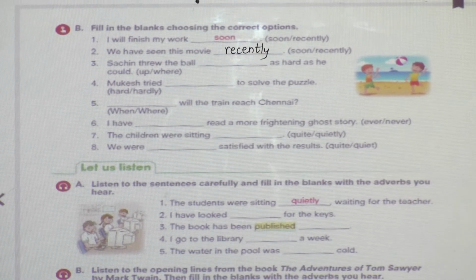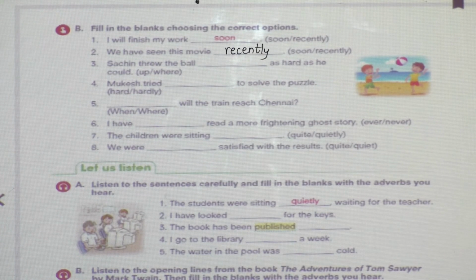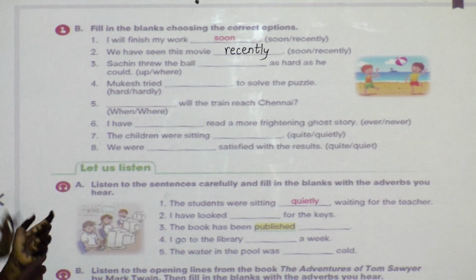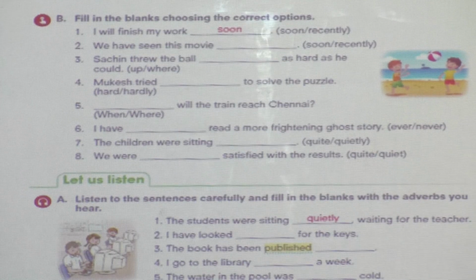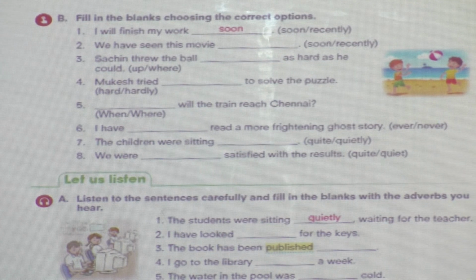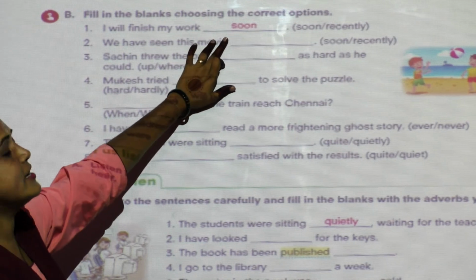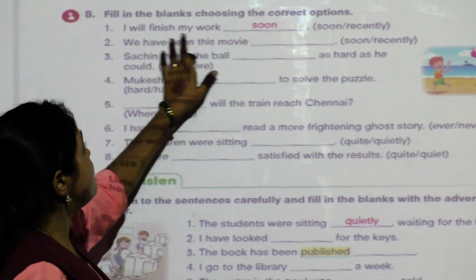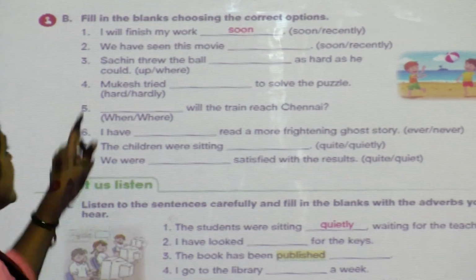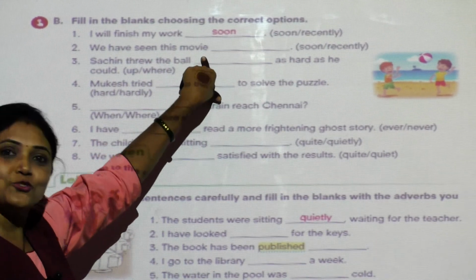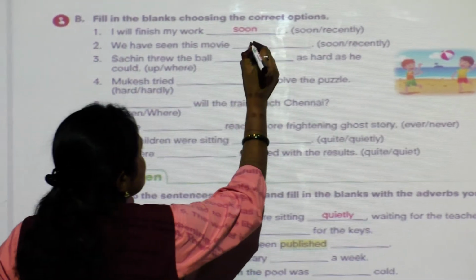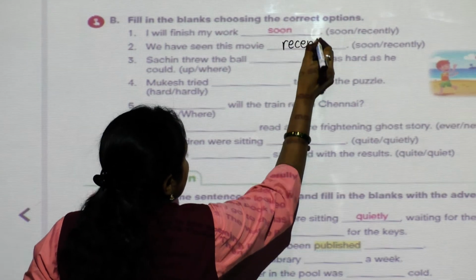Sachin threw the ball dash as hard as he could. Sachin threw the ball up or where? So let's begin with exercise B. Fill in the blanks choosing the correct options. So first one is done for us. I will finish my work soon. Second one, can we write I will finish my work recently? No, it will be wrong. I will finish my work soon. We have seen this movie soon. No, we have seen this movie recently. Okay.